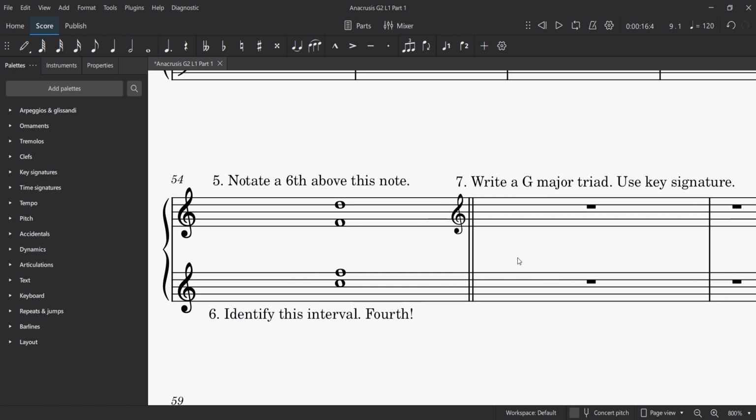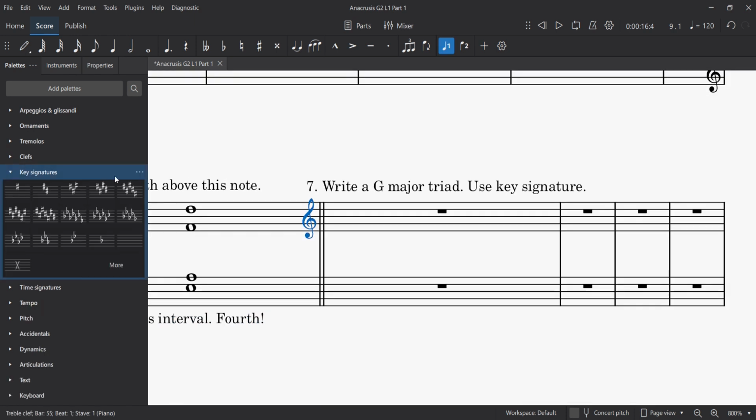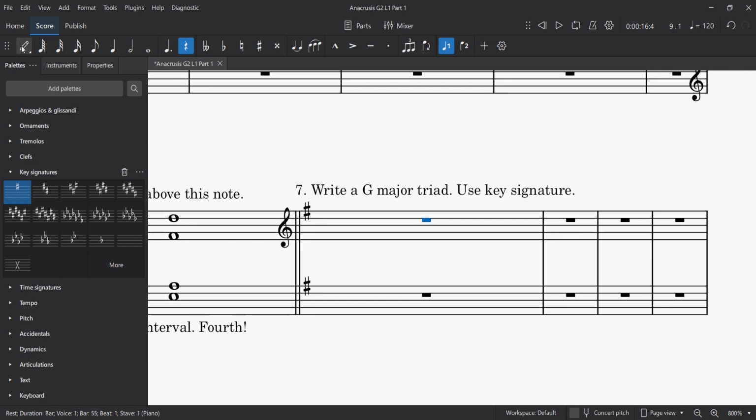Now, let's write a G major triad. Here, we're going to apply the key signature, which you know is 1 sharp. And let's write it out. So we have the tonic, which is G. We have the third above it, which is B. And we also have D. So there you go. That is a G major triad.